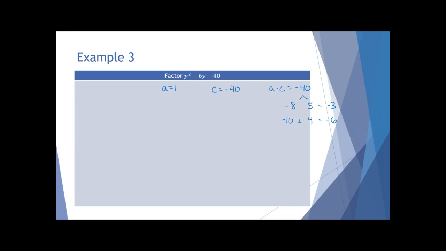I'm going to show you how to get to the same answer using grouping. So how this works is we're rewriting this as y squared minus 10y plus 4y minus 40. Doing the factoring this way is slower than using trial and error in this case, but I'm just showing you that it works. We basically took that minus 6y and split it up so that we have minus 10y plus 4y.